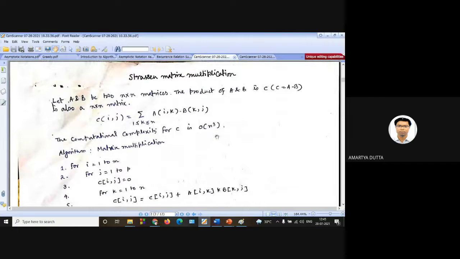So this is normal matrix multiplication. What will be the complexity for normal matrix multiplication? Any idea? How many for loops are there? Do you know how to multiply two matrices in C?